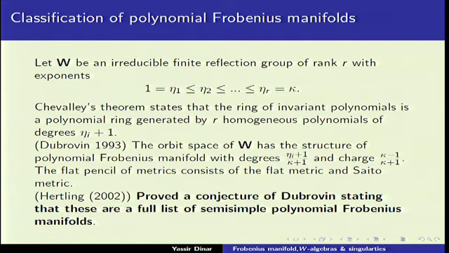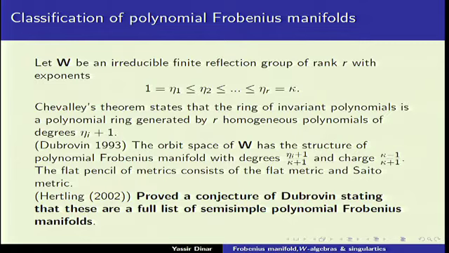Okay, so this example was constructed in 1993. Ten years later, approximately, Hertling proves that these are all the set of polynomial Frobenius manifolds. So we have a classification of polynomial Frobenius manifolds, and all of them are related to reflection groups. They are polynomials, and we can actually read the degrees and the charts of these polynomial Frobenius manifolds.